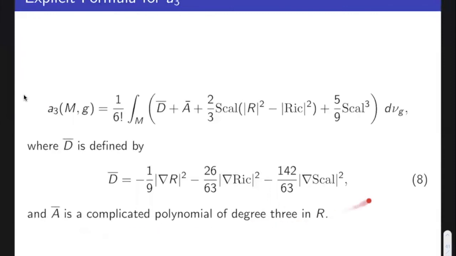Here we have this formula for A3, and I divide it into 3 parts. The first part is the derivative terms, which involve derivatives of the curvature tensor. A bar has 4 terms; it's a complicated polynomial of degree 3 in R. And we also have these geometric quantities.